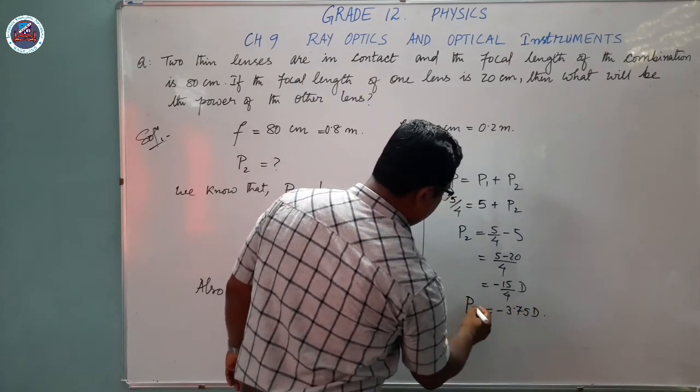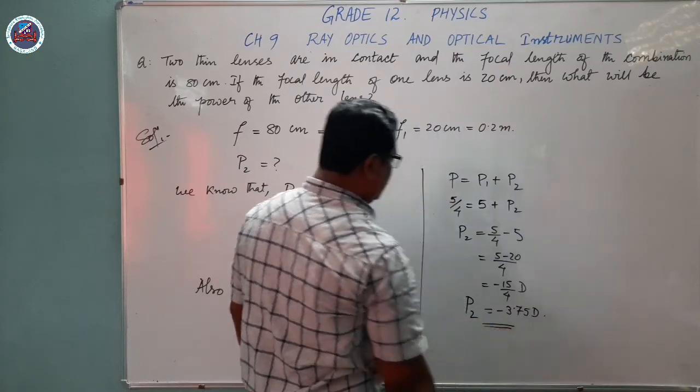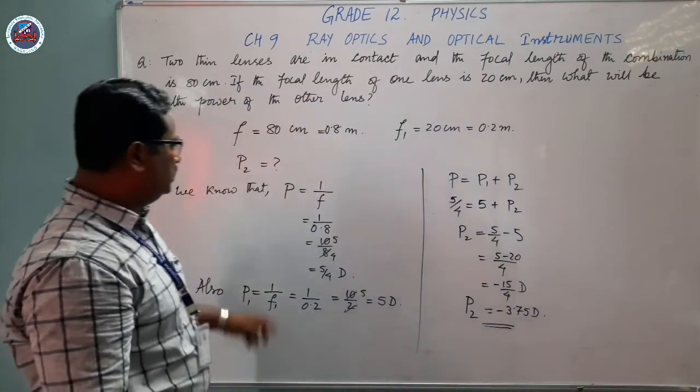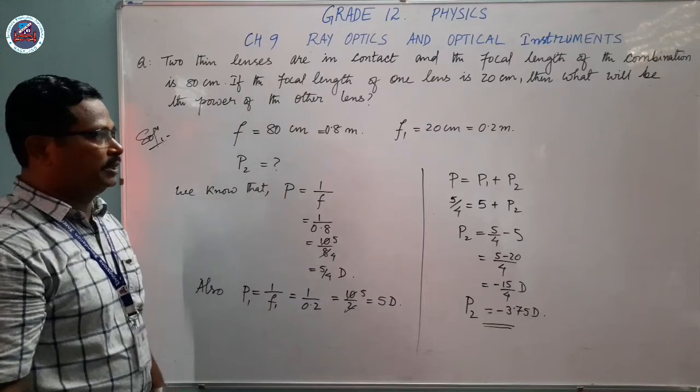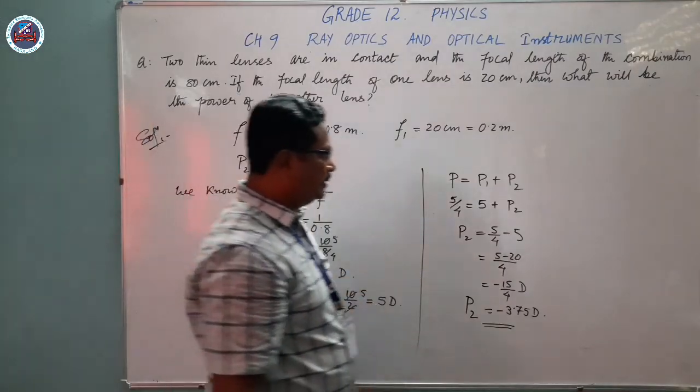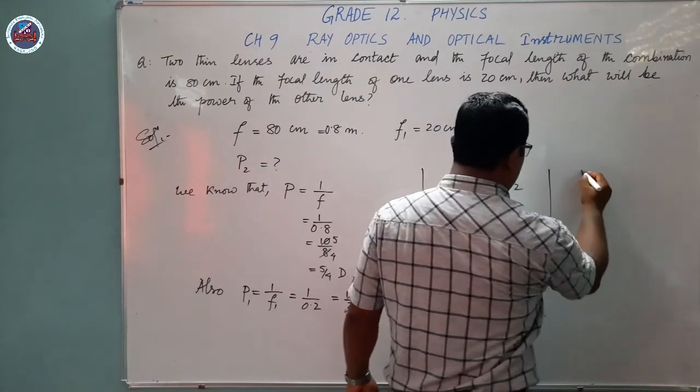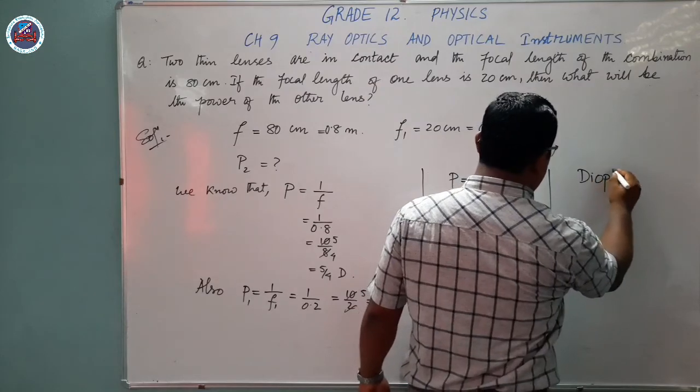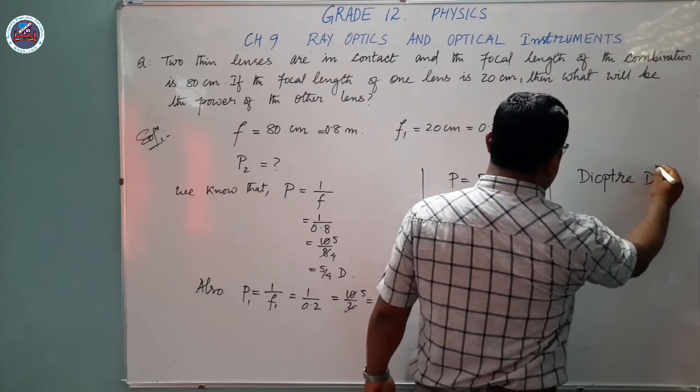So the power of the second lens is negative. It means it is a concave lens. This way you can calculate the numericals. And keep in mind that the SI unit of power is diopter. We write it as dioptre. In short, we write this as capital letter D.